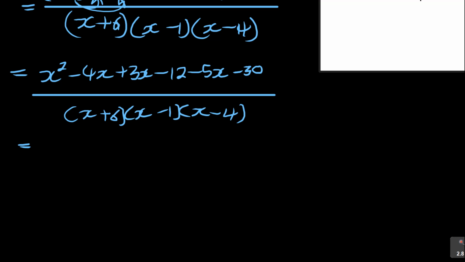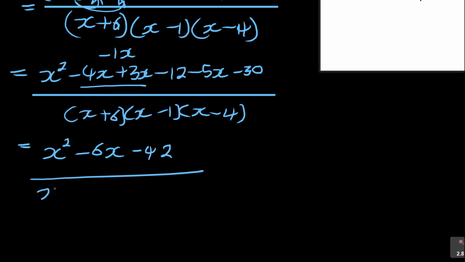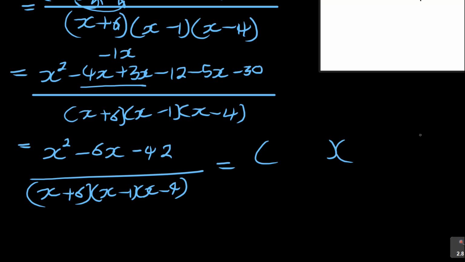Now collect like terms. So you've got x squared minus 4x plus this thing gives me a minus 1x. Now minus 1x minus 5x is minus 6x. You see? So this was minus 1x minus 6. And then what do I have? Minus 12 minus 30. It's minus 42. Use the calculator though, please use a calculator. Over x plus 6, x minus 1, x minus 4. Right? Which is equal to the same thing here.